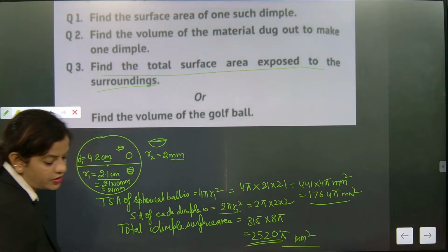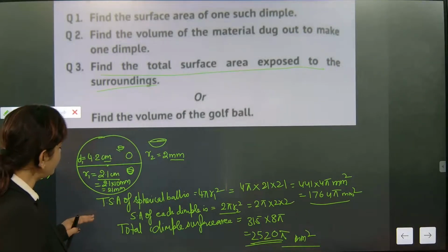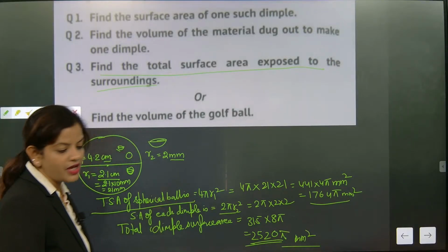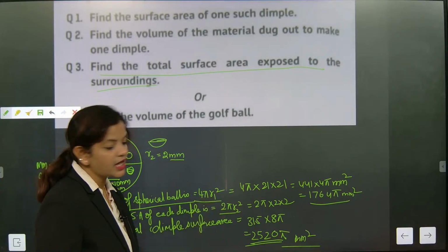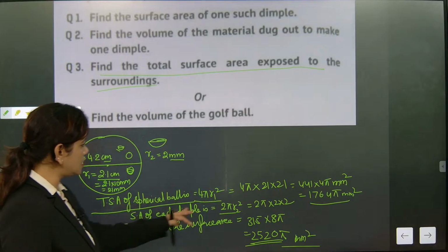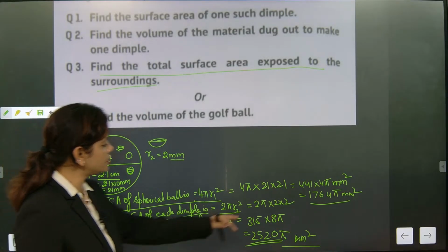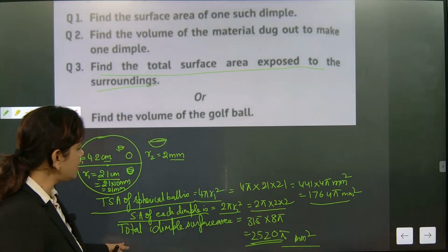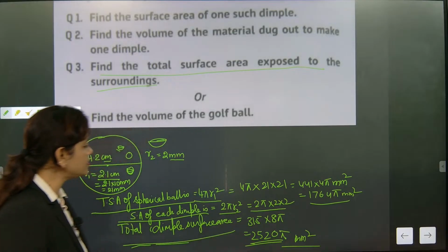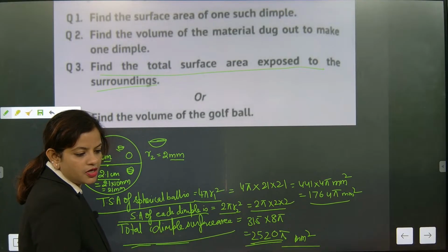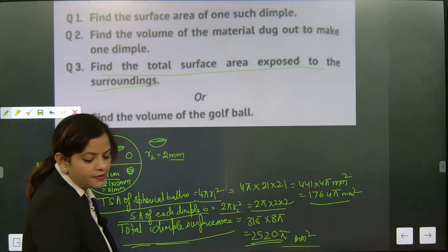I hope you have understood till here what I have done. First, the spherical ball we have taken out. That is 4 pi r1 square. That's the first part. Second part is the surface area of each dimple. Now how many dimples will be there? Total dimples are exactly having surface area 2 pi r square. Check, everybody. Done till here?